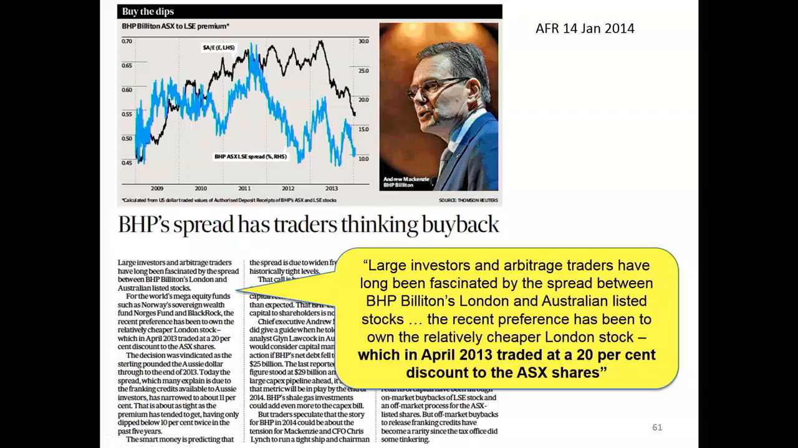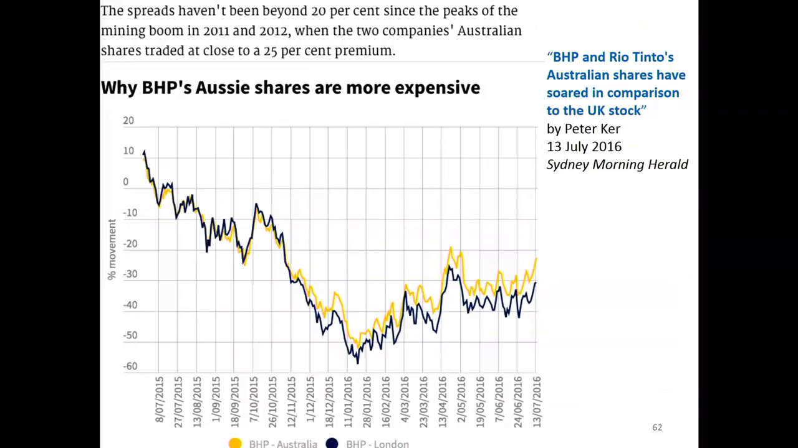So if you want to buy the shares, which share would you buy to get the higher return? I'm not going to tell you the answer. You should know this. Or ask your friend if you don't know. So one clue: BHP's Australian shares are more expensive.